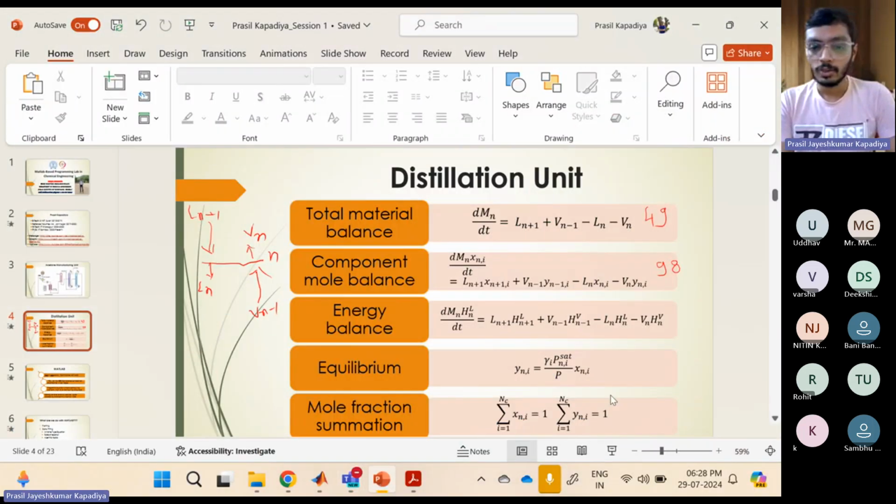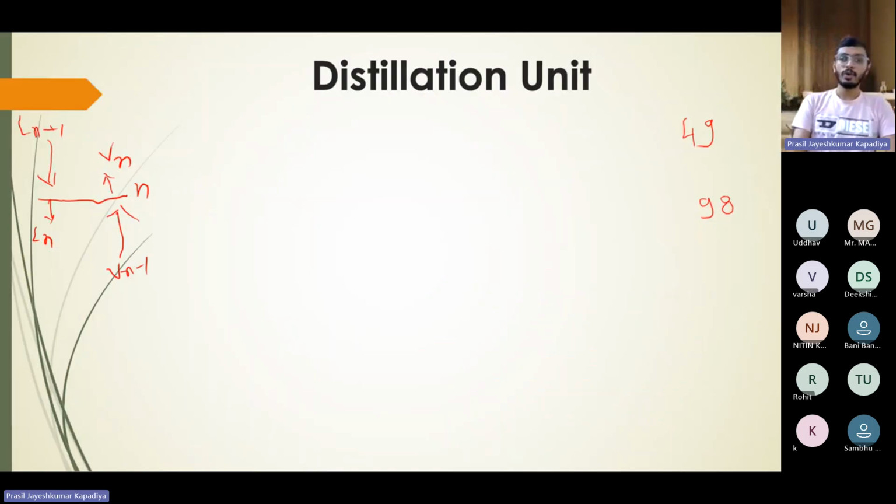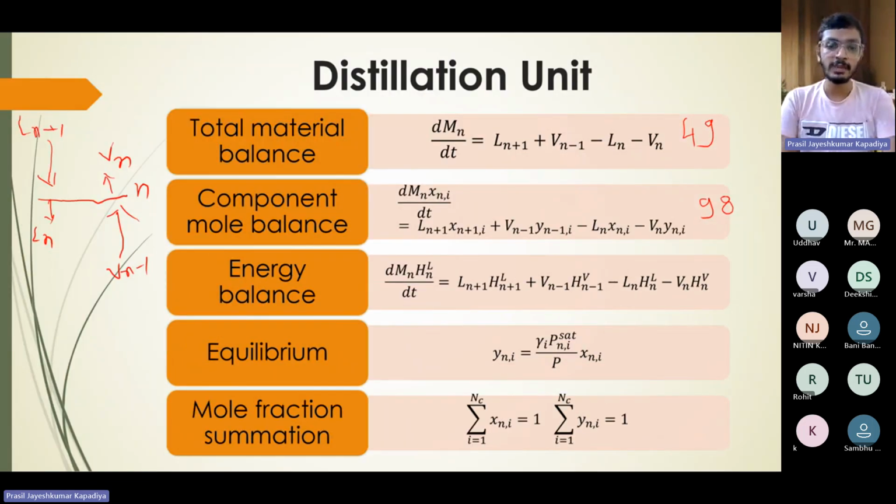Okay. Now, after that, what will we be having? We will be having energy balance. So energy balance also on each tray, so there will be 49 energy balances. Now we need to solve the equilibrium relationship to find the Y composition.